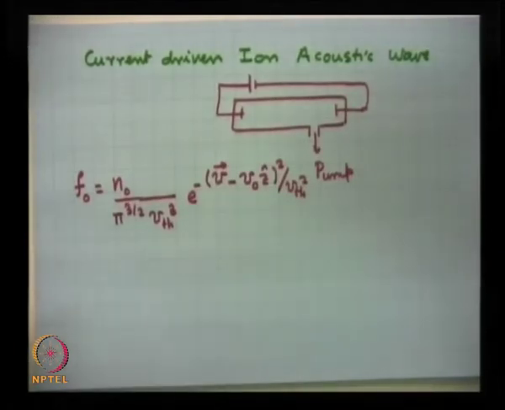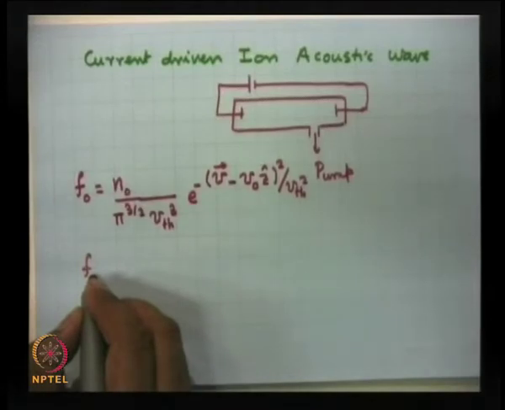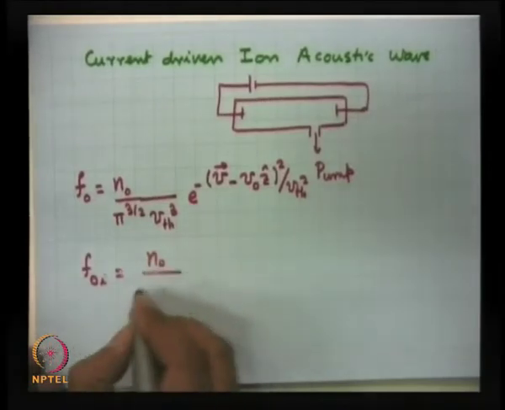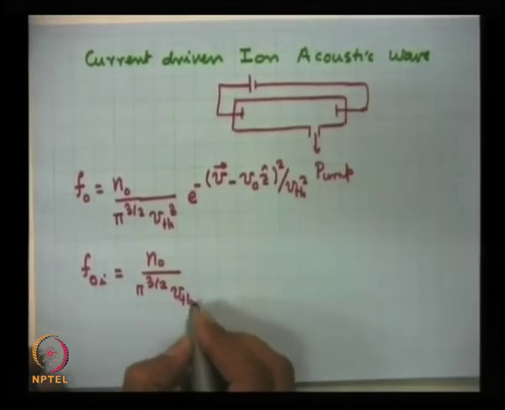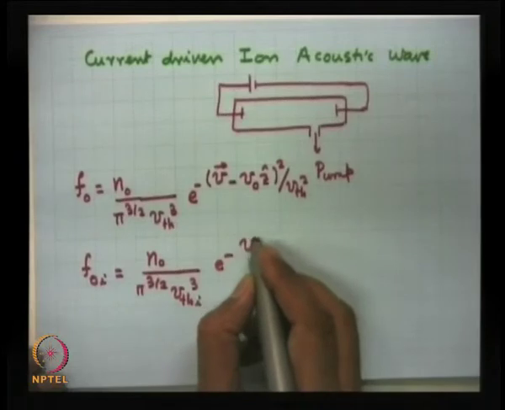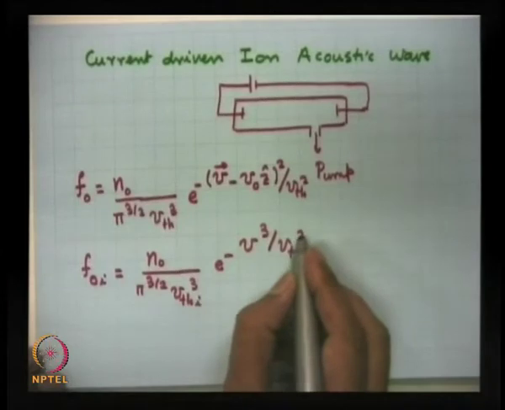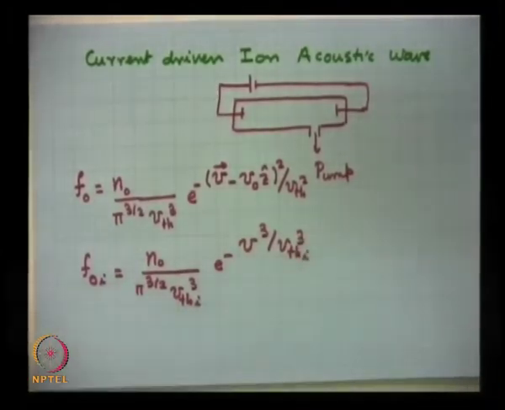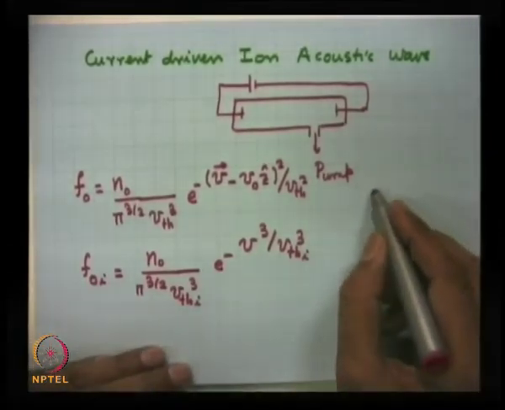Then if you work out the, and ion distribution function usually in such plasmas can be taken to be F0 of ions as N0 upon pi to the power 3 half V thermal of ions cube exponential minus V cube upon V thermal cube of ions, this is the distribution function of ions, V thermal I. In that case, the distribution functions will look like this.